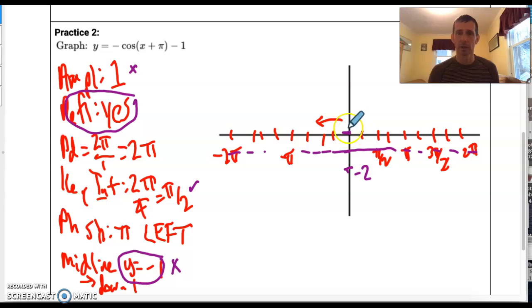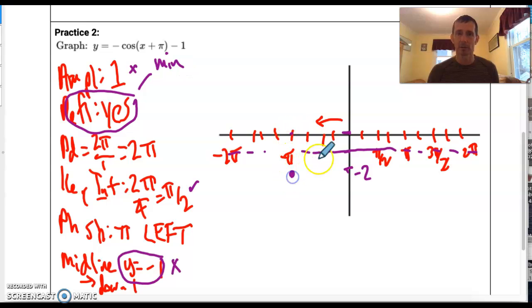So usually, for cosine, you would start at the max right here on the y-axis. But I phase shift left pi, so now I have to start here at -pi because I went left pi. But a reflection puts you on the exact opposite side. So instead of starting at a max, that reflection means I'm going to do it the opposite. I'm going to start at a min. So instead of starting there, I have to start down here.